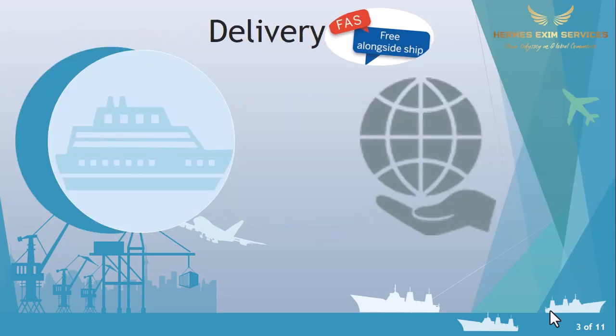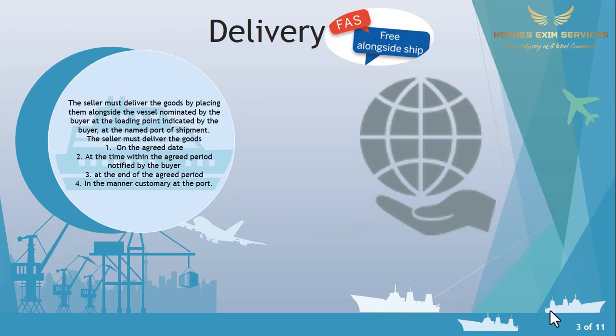Under FAS, the seller must deliver the goods by placing them alongside the vessel nominated by the buyer at the loading point indicated by the buyer at the named port of shipment. The seller must deliver the goods on the agreed date, at the time within the agreed period notified by the buyer, or at the end of the agreed period, and in the manner customary at the port.